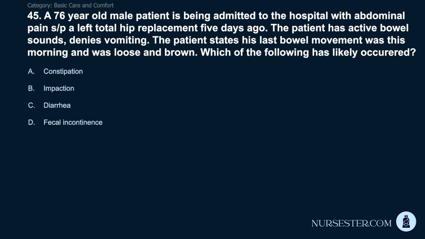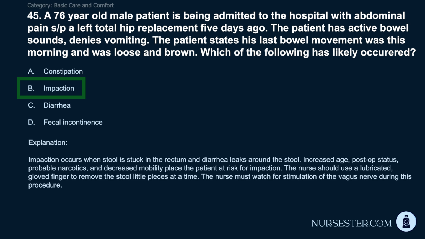45. A 76-year-old male patient is being admitted to the hospital with abdominal pain, status post left total hip replacement 5 days ago. The patient has active bowel sounds, denies vomiting. The patient states his last bowel movement was this morning and was loose and brown. Which of the following has likely occurred? A. Constipation. B. Impaction. C. Diarrhea. D. Fecal incontinence. Correct answer: B. Impaction. Impaction occurs when stool is stuck in the rectum and diarrhea leaks around the stool.